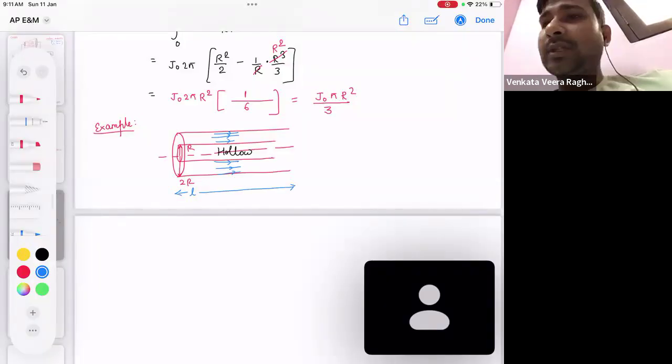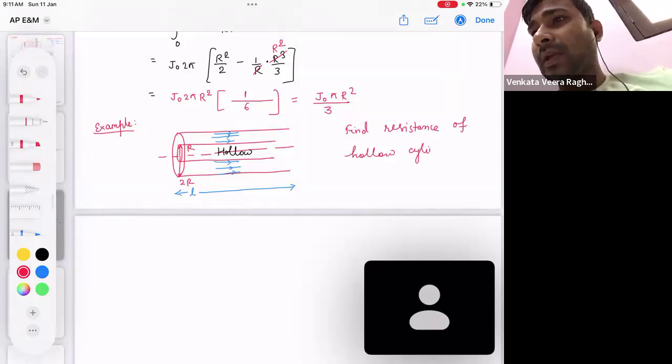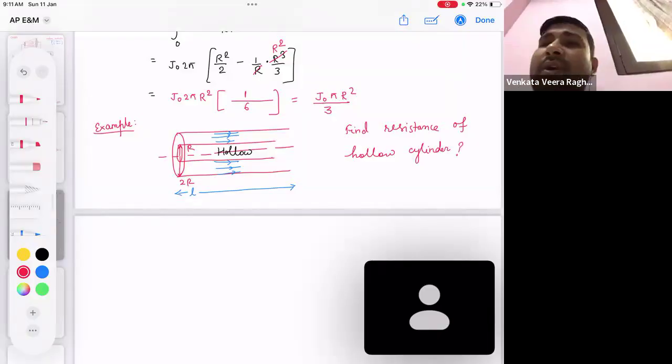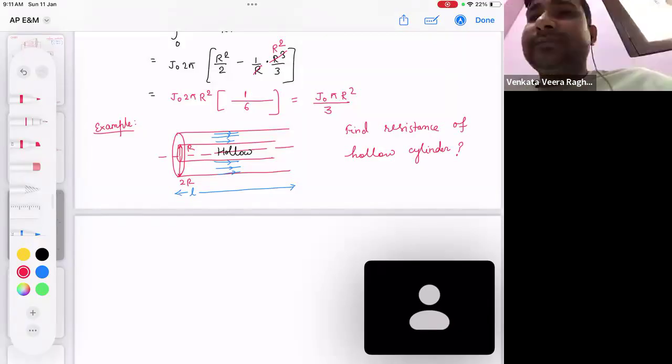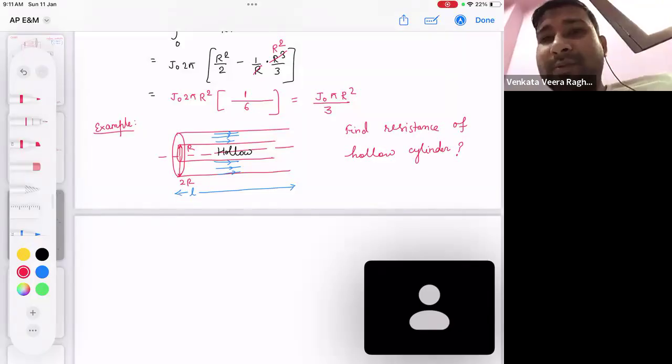So in this question they are asking to find the resistance of this hollow cylinder. Please tell me how much will be the resistance of this hollow cylinder. So how do we calculate it? And resistivity is rho given to us. So can we write it?